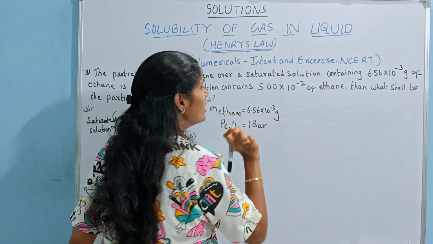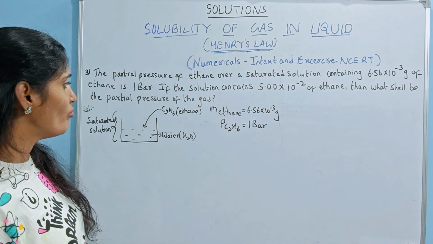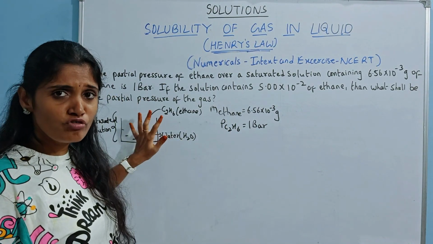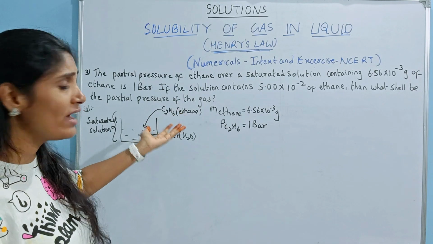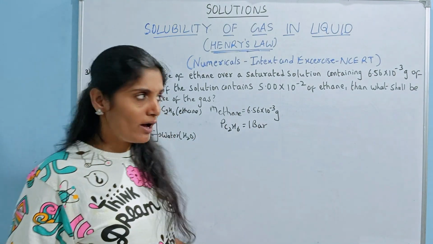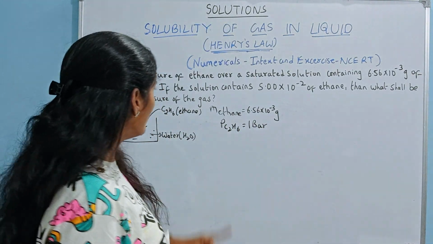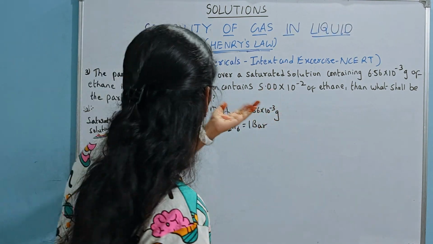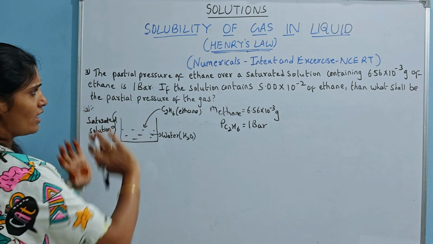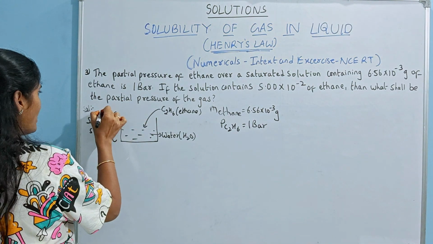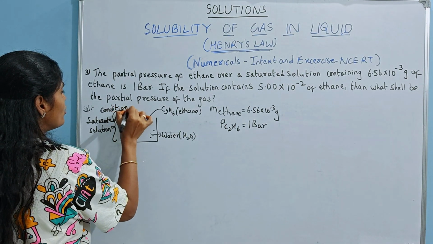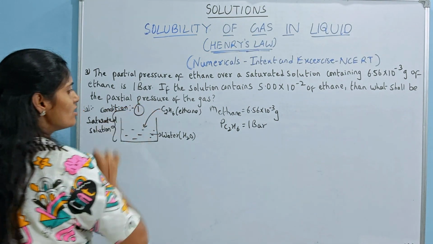Now the mass of ethane in this saturated solution is 6.56 × 10^-3 grams, and the partial pressure of ethane here is how much? The partial pressure of the gas is 1 bar. So this is one data given. Now he has given one more condition. I will take this as condition 1.